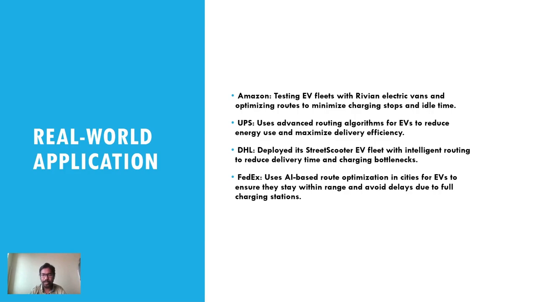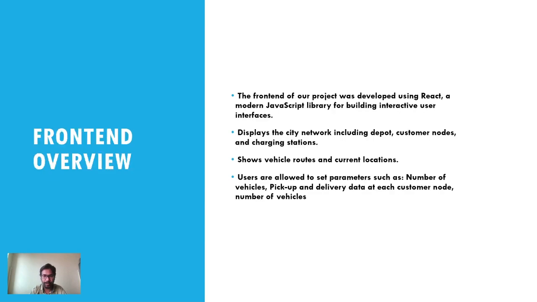Many major companies are already tackling this kind of problem in real time. Amazon is testing electric vehicle fleets with Rivian vans, focusing on reducing charging stops. UPS has integrated route optimization algorithms to save energy and time. DHL uses StreetScooter electric vehicle fleets with intelligent routing to cut delays. FedEx uses AI to optimize electric vehicle routes in real time. These are examples showing that EVRP is not just a theoretical problem, it's a real world issue, and industries are actively working to solve this.